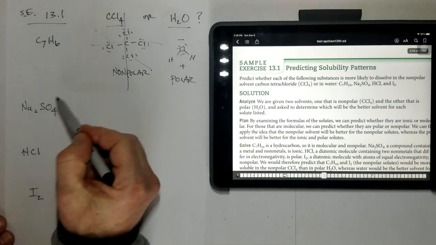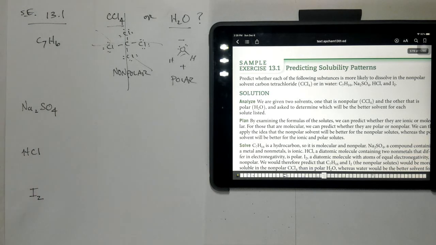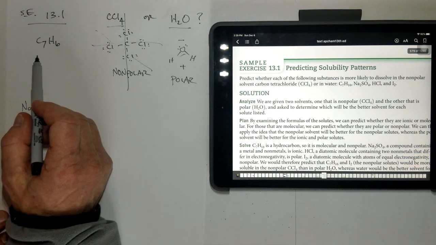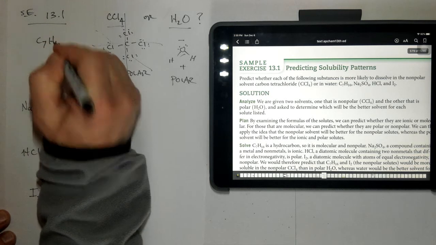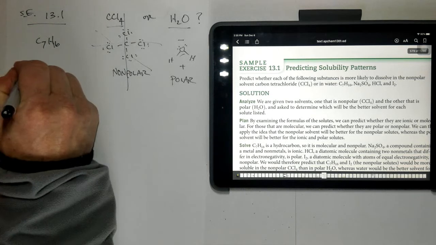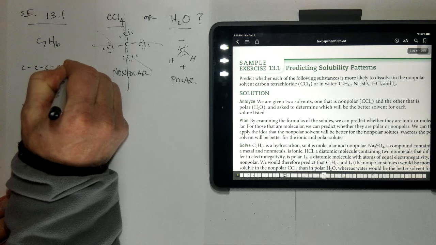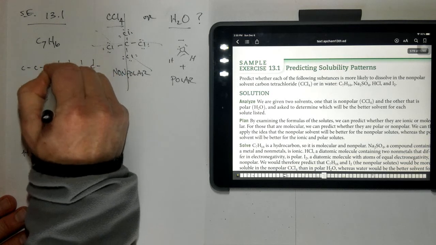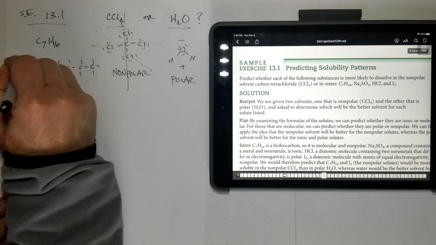So now when we go through each one of these, we have to decide, is it going to make positive and negative parts in its molecule, or is it going to be pretty symmetrical? Well, C7H16, whoops, there's a 16 right there. This one is going to have 1, 2, 3, 4, 5, 6, 7 carbons in a row, and then off of each one of the carbons right here, we're going to have hydrogens.